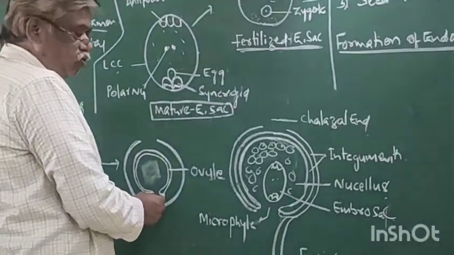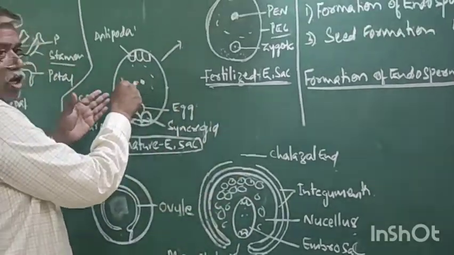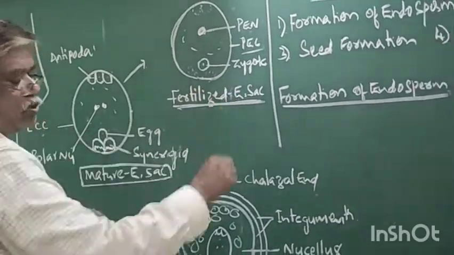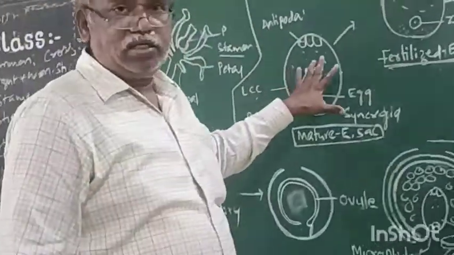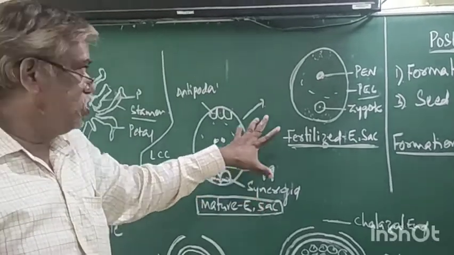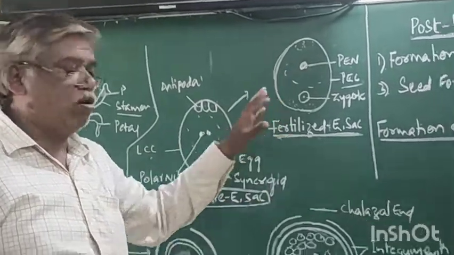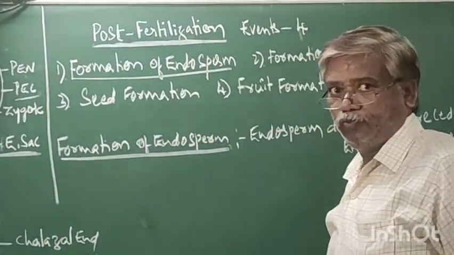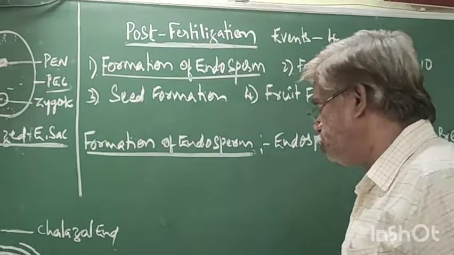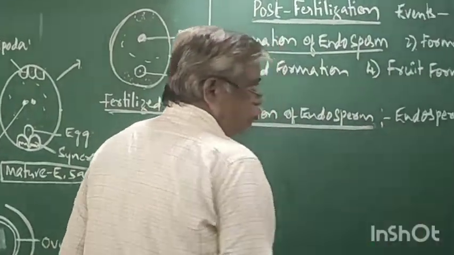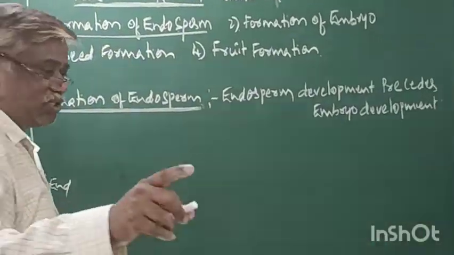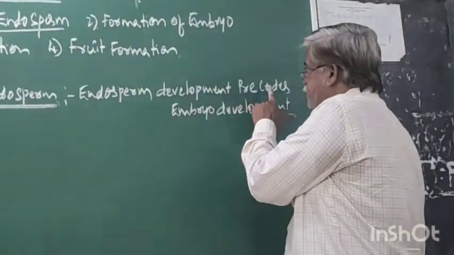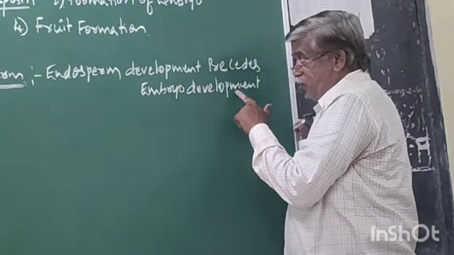Now, ovary, ovule, embryo sac, mature embryo sac, fertilized embryo sac. This is a series of diagrams which helps to understand easily. Now, one by one. What is this? Formation of endosperm. What is endosperm? Now, see, most important: endosperm development precedes embryo development.